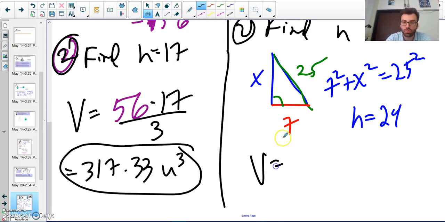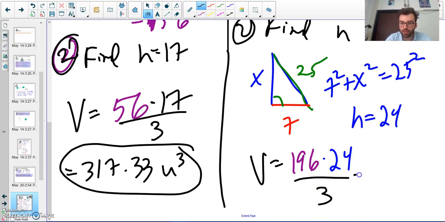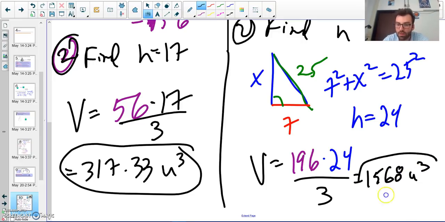And then throw what you know. V equals, what was it, 196. 196 times 24 all over 3. Wow. I got 1568 units cubed. Throw that comma in there. All right, so that is volume of pyramids.